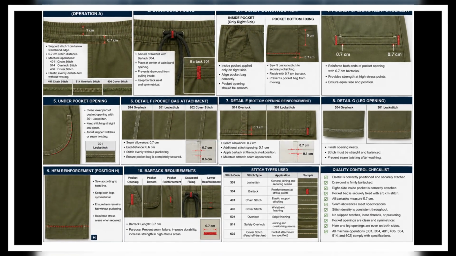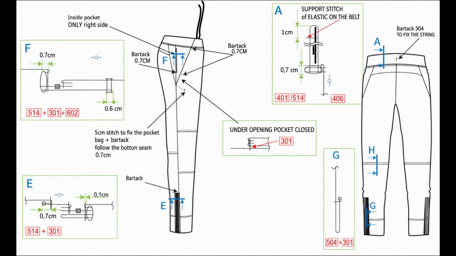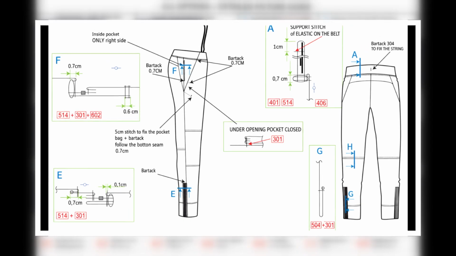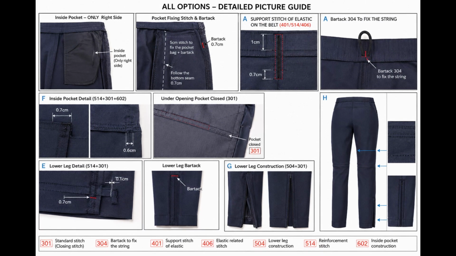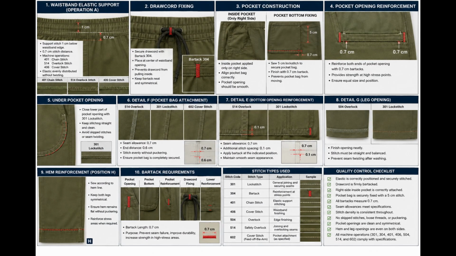6. Detail E. Lower leg hem reinforcement. Detail E shows another reinforcement stitching construction. Measurements. Main indicated stitch distance 0.7 cm. Additional indicated distance 0.1 cm. Operation references 514, 301. The sewing must be performed accurately to maintain the required construction and reinforcement.